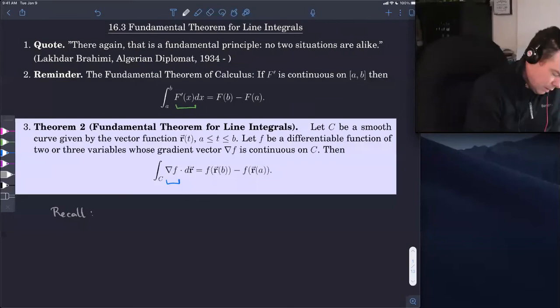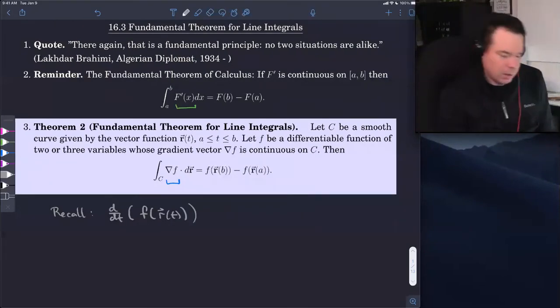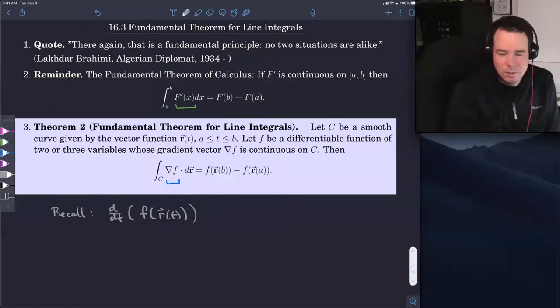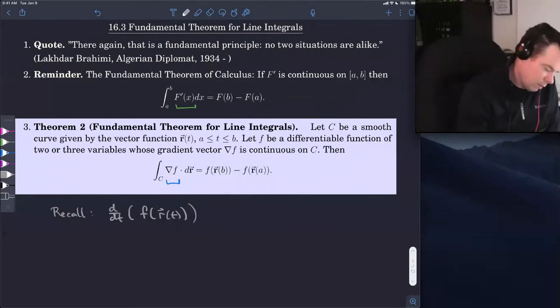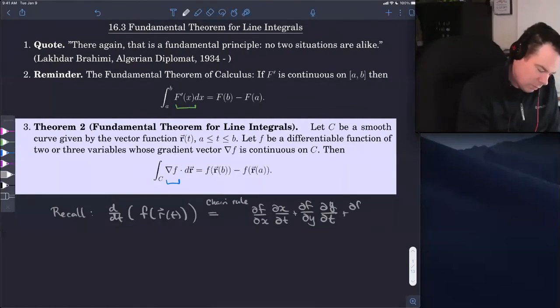So let's recall that if I take the derivative of f of r of t, so this is a composition now, it's a scalar function, or a scalar field, little f, evaluated at points on a curve. If I take the derivative of that, I can use the chain rule. And when I do that, it becomes the derivative of f with respect to x times the derivative of x with respect to t, plus the derivative of f with respect to y times the derivative of y with respect to t, plus the derivative of f with respect to z times the derivative of z with respect to t.